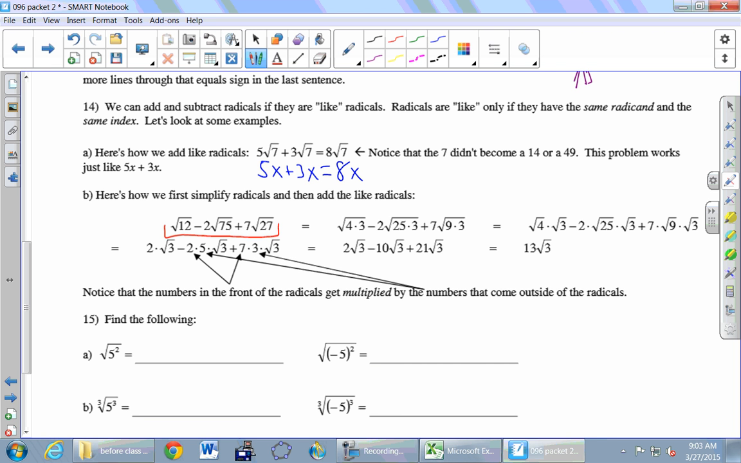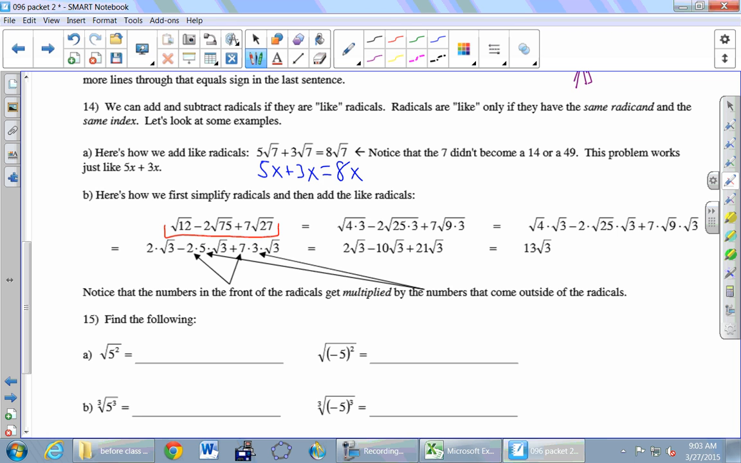The only reason we could smush together the previous problem was that it was a radical 7 and another radical 7. They have to be exactly the same for us to smush them together. So it seems like we're out of luck and there isn't anything we can do because 12 is not the same as 75, is not the same as 27. But it turns out we can simplify these radicals, and maybe, just maybe, they'll be combinable at the end.